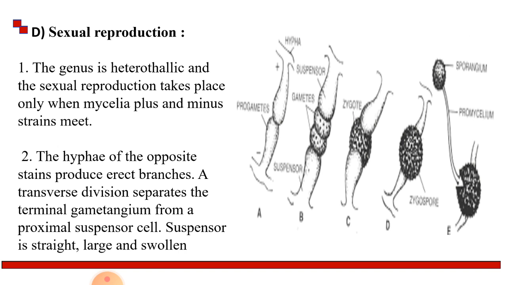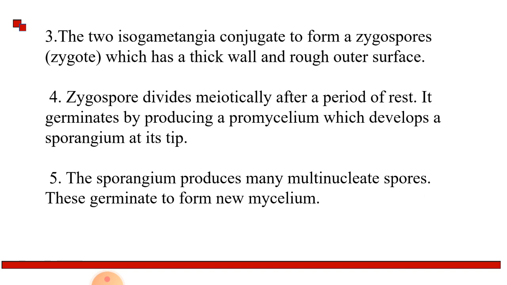Sexual reproduction takes place in the Rhizopus. The genus is heterothallic, and the sexual reproduction takes place only when mycelia of plus and minus strains meet. The hyphae of the opposite strains produce erect branches. A transverse division separates the terminal gametangium from a proximal suspensor cell. The two isogametangia conjugate to form a zygospore or zygote, which has a thick wall and rough outer surface.